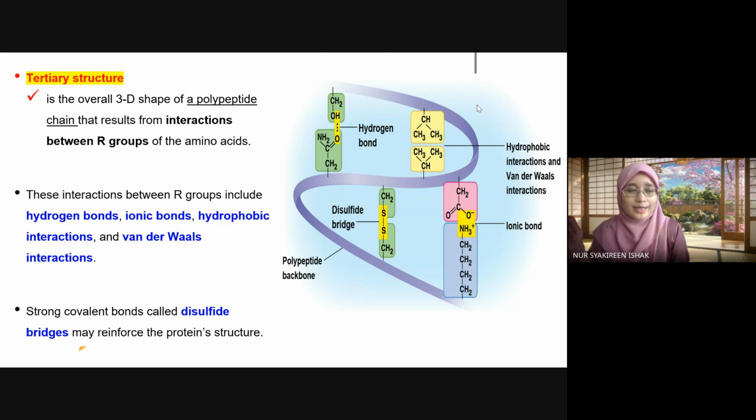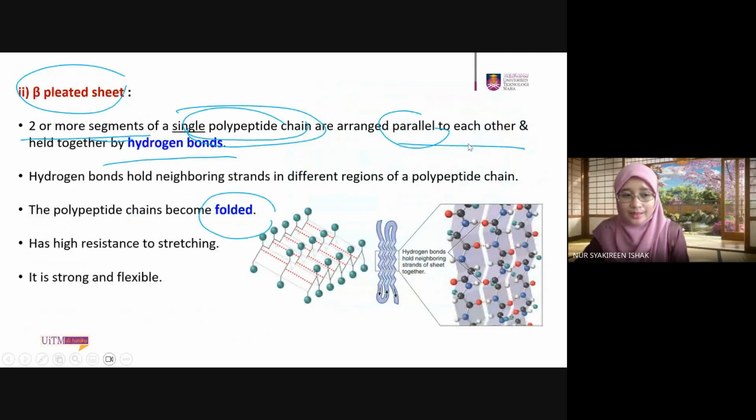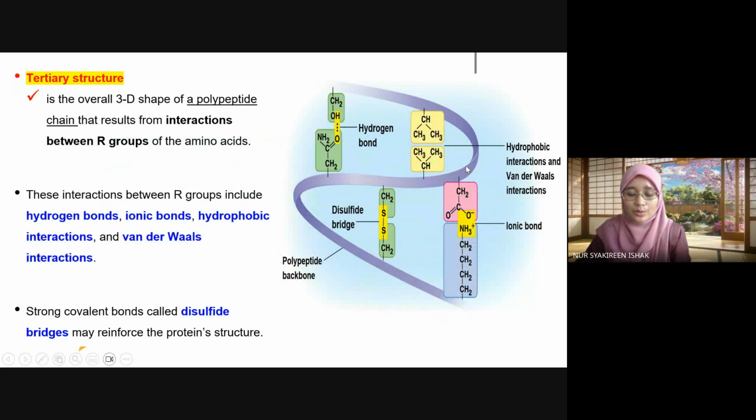Saya nak tanya, kalau untuk secondary structure, what other bonds involved? Will it involve also peptide bond? Dia akan melibatkan juga peptide bond ke tak? Secondary structure mesti ada peptide bond, because it is the basic bond that holds the amino acid together. So primary ada peptide, secondary pun ada peptide, cuma nak hold the coiling structure and the pleated sheet is through hydrogen bonding. Okay, so the third structure is tertiary structure.